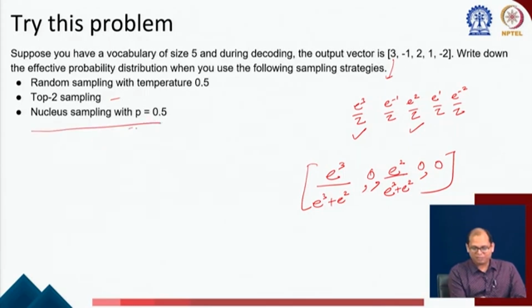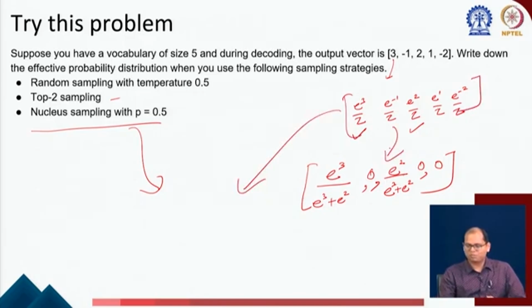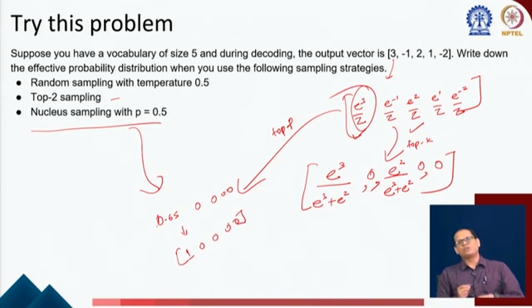What will you do in nucleus sampling with p equal to 0.5? After you have created the distribution, you start from the same distribution in both top k and top p. But in top p, you keep on adding up till you get 0.5 probability. In this case, as soon as you take the first word, you will get 0.5 plus probability. So, you simply take the first word, something like 0.65, and put 0 probability on the others, renormalize, and you get 1, 0, 0, 0, 0. This becomes the distribution, and you do random sampling. In this case, you will only select the first word always.